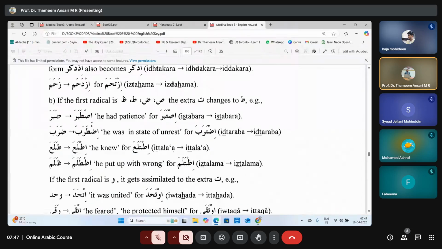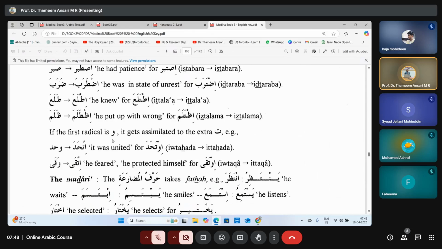Next, if the first radical is sad, dad, twa, or za, the extra ta changes to twa. This is point number 2. For example, sabara, istabara. He had patience, for istabara. Here you get twa instead of ta. Daraba, idtaraba. He was restless, for idtaraba. Tala'a, ittala'a, he knew, for ittala'a. Zalama, iztalama. He put up with wrong, for iztalama.